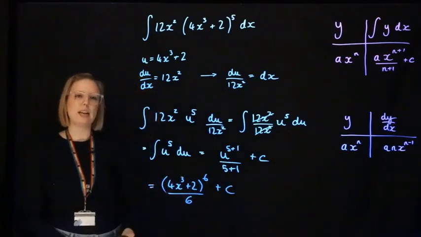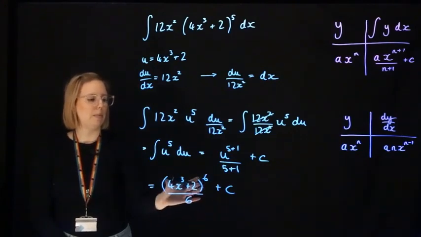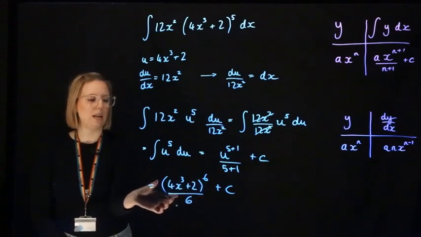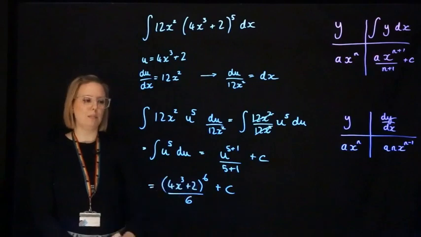Is there any simplification we can do here? Well, all of this is contained in this bracket to the power of 6, so we can't get to that. There's nothing on the outside that will cancel, and there are no like terms. So this is as simple as it goes.